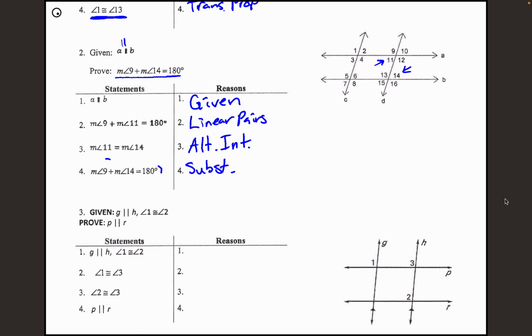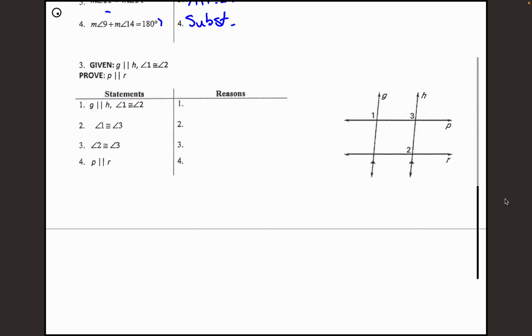And here's the last example that we will have, for the difference between the three. So this one says we are given that G is parallel to H, and P is parallel to R. Or no, we don't know it's parallel, we have to prove it. But we're told that angle 1 is congruent to angle 2. What's my first reason going to be? Given. Perfect.